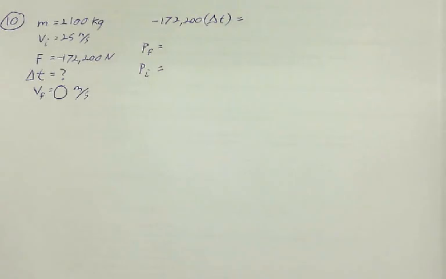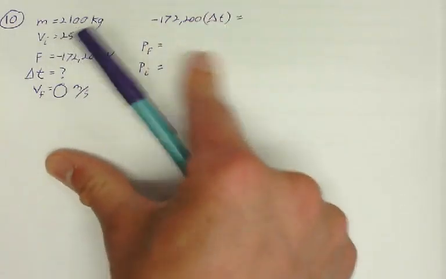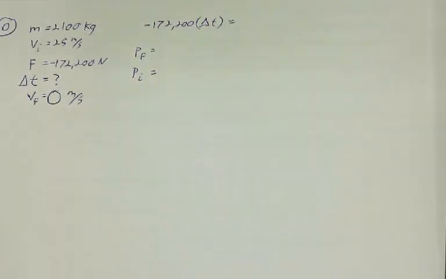So what I want you to do now is solve the momentums and then try to solve the equation. Plug those momentums in and see if you can solve the equation. Go ahead and solve for p final and p initial, and then try solving for t. Nope, no crash. So that's right.